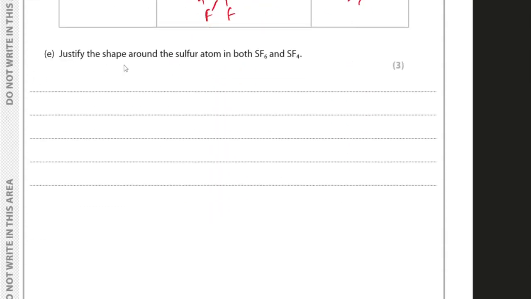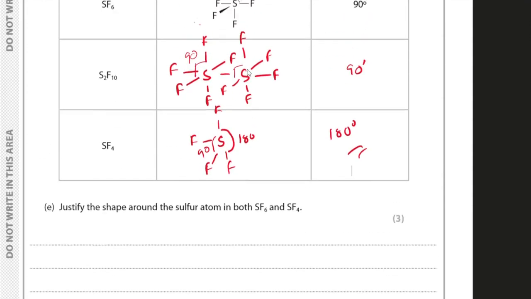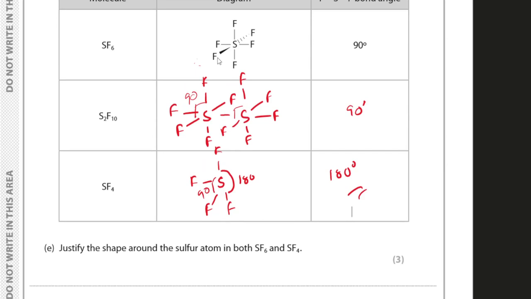Moving on, justify the shape around the sulfur atom in both SF6 and SF4. In SF6 you can clearly see that there are 6 bonding pairs of electrons, 1 2 3 4 5 6, and there are no lone pairs. But if you check in SF4, there are 4 bonding pairs of electrons, but there is one lone pair, considering one of the bonds has not been produced.